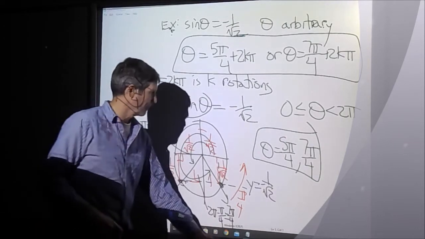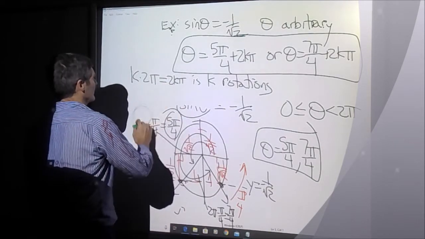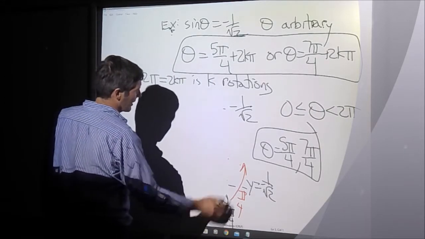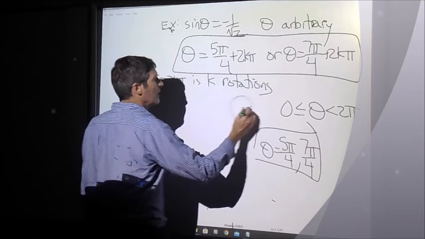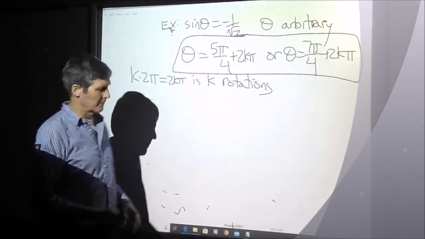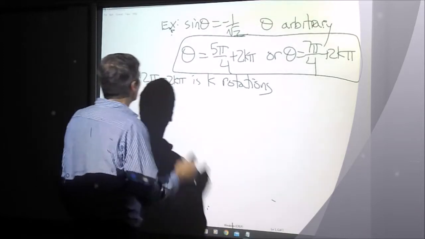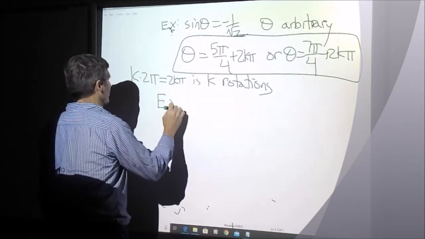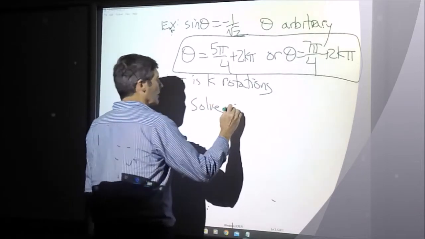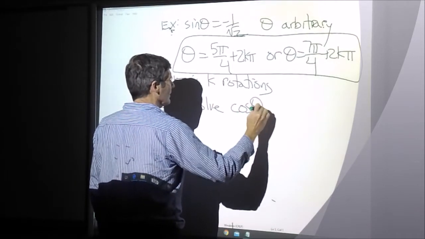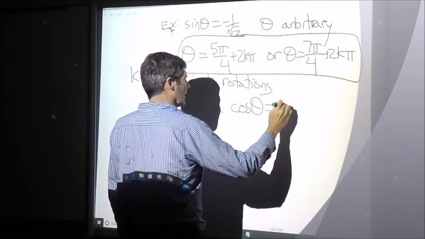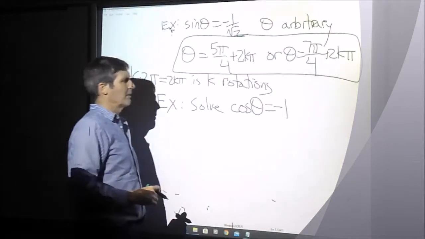Well, we want to be able to do this with all trig functions. Solve trig function equals a number. This is the simplest problem. Make sure you get this one down, and then we're going to build on it next time. Suppose I did this example. Suppose I want to solve cosine theta equals minus 1. How about that one?